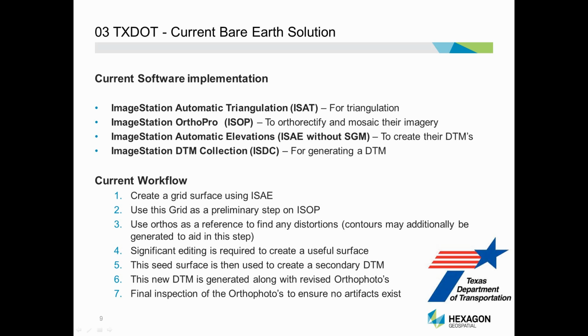This new DTM is generated along with revised ortho photos for a final inspection, where these ortho photos are checked over to ensure that no artifacts exist from the DTM that was previously made. So essentially: creating a DTM, running orthos, finding the errors in that DTM, fixing them, then rerunning the orthos with that newly edited DTM as a seed source, and then running orthos again as a final product. What we want to do is alleviate the step of doubling up the DTM and ortho generation and just do it all in one step. If you have a solid surface to work with to begin with, you only need one elevation extraction and one ortho rectification from that.